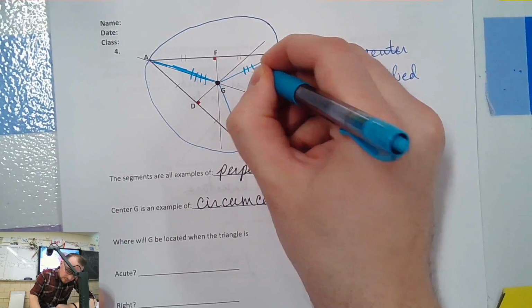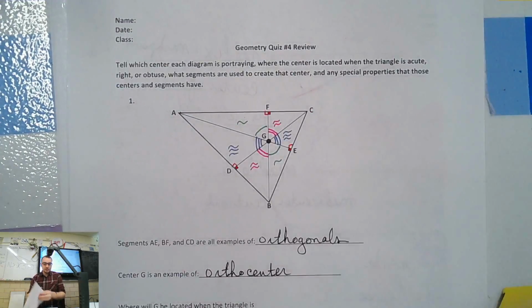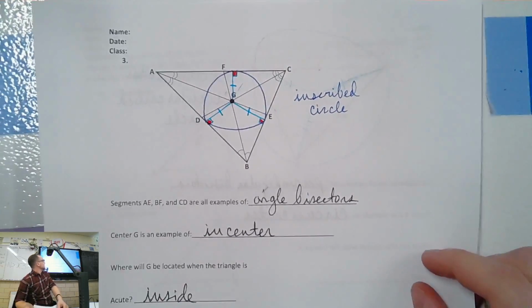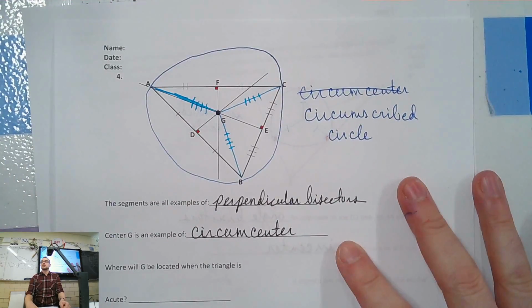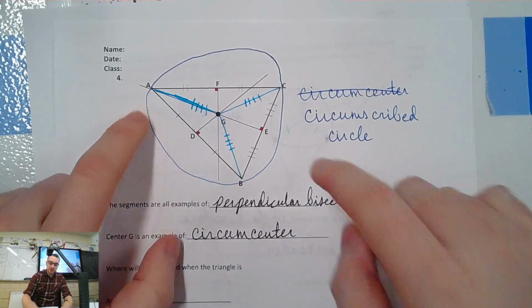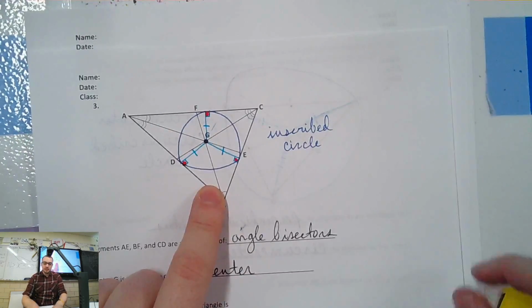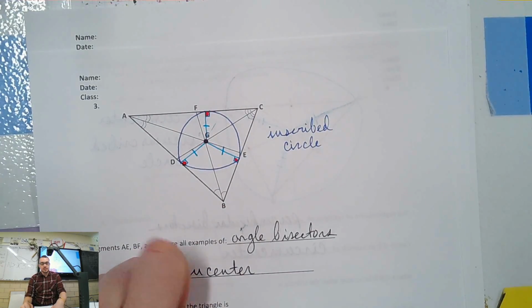Oh, let's do 4. So G is equidistant from the vertices. If you go from each vertex the same amount, you'll find G, the circumcenter. Whereas the incenter is the same distance from the sides. So the incenter is equidistant from the sides. The circumcenter is equidistant from the vertices, and that makes sense because the circle goes around and the vertices are on our circle. Whereas with the incenter, the circle goes inside and the radii go to the sides. The sides are on our circle.